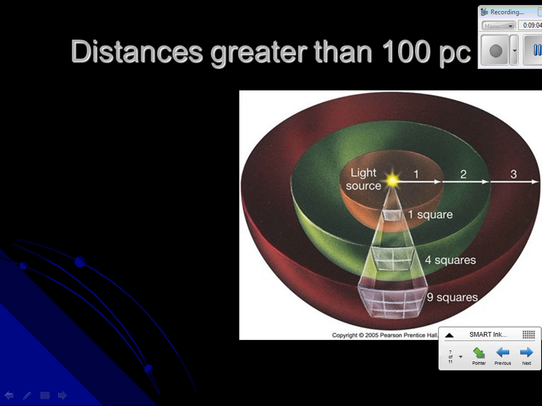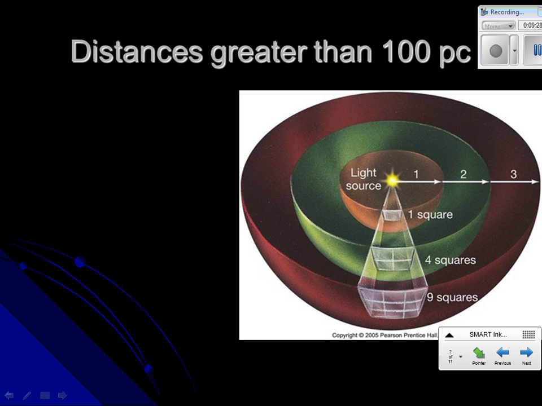Notice if I get 1 unit away, there's 1 square that this light is spread over. If I go 2 units away, it's spread over 4 units. And if I go 3 units away, it's spread over 9 units. So the area over which the energy gets dispersed increases with the square of the distance. This is why we have so many equations that have an inverse square relationship. Think about gravity, G m m over r squared. Think about electricity, k q q over r squared.